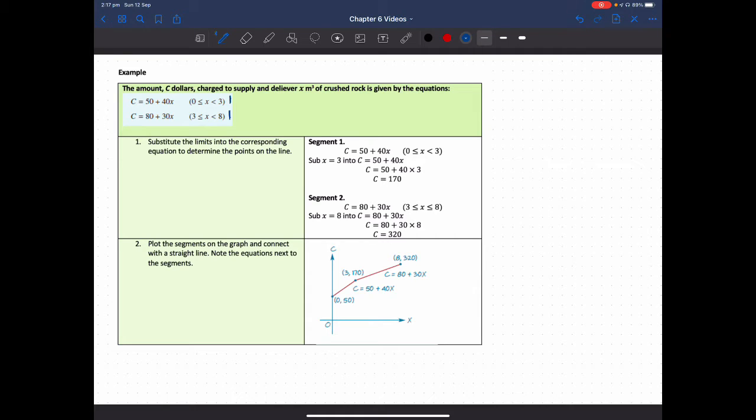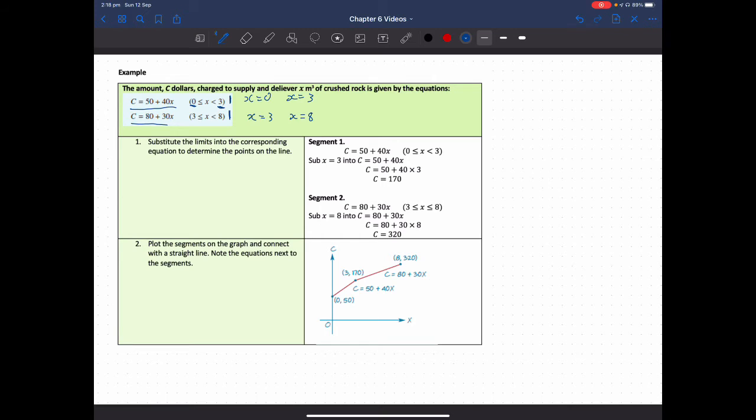So how do we do this? What we do is we look at the end values for x. In this case, x is equal to 0 and x is equal to 3 for the first equation. And for the second equation, x is equal to 3 and x is equal to 8.